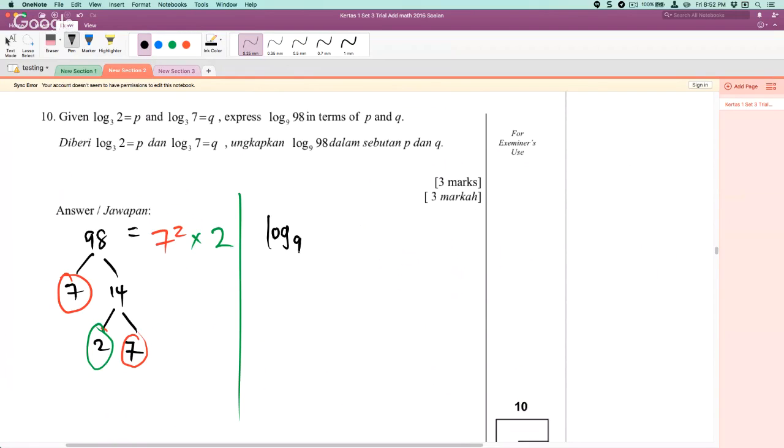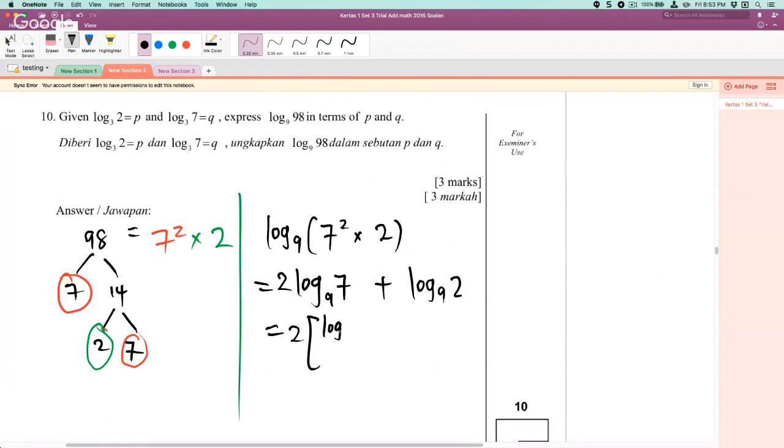So this is log 9, 98. We solved already that 98 is 7 squared multiply 2. So basically this one should be log 9 of 7 squared, multiply means plus log 9 of 2. The square, I said many times, we can move to the front. So log 9 of 7 equals, okay, there's no log 9 here, so what I can do is change into log 3. So change the base, log 3 of 7 at the top, 9 at the bottom.